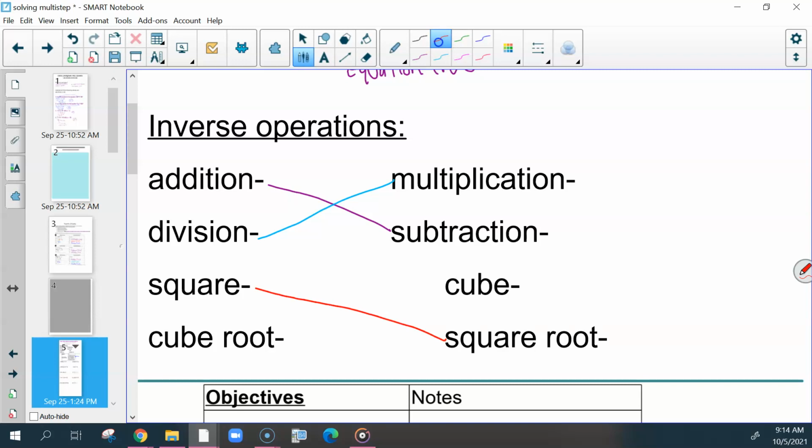So think about it like this. 2 squared is what? 4. The square root of 4 is what? 2. They undo each other. So then the only two left, cube and cube root, undo each other. So if I said 2 to the 3rd power, that's 8. The cube root of 8 is 2. They undo each other.